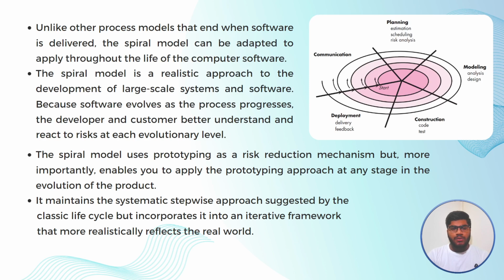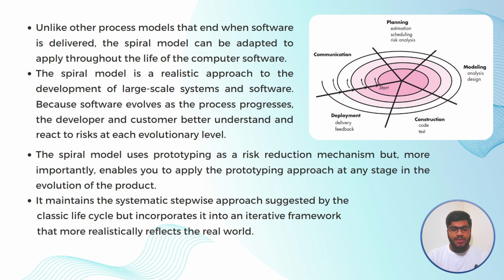Unlike the other process models that end when software is delivered, the spiral model can be adapted to apply throughout the life of the computer software. The spiral model is a realistic approach to the development of large-scale systems and software. Because software evolves as the process progresses, the developer and the customer better understand and react to the risk at each evolutionary level. The spiral model uses prototyping as a risk reduction mechanism, but more importantly enables us to apply the prototyping approach at any stage in the evolution of the product.